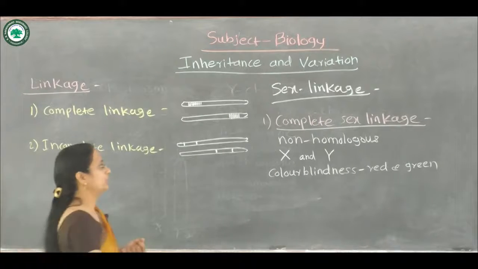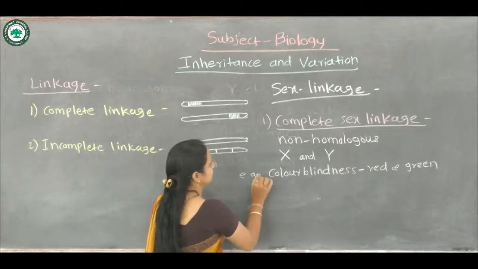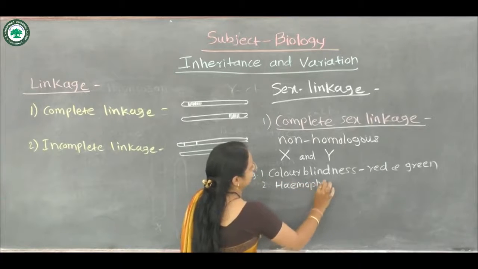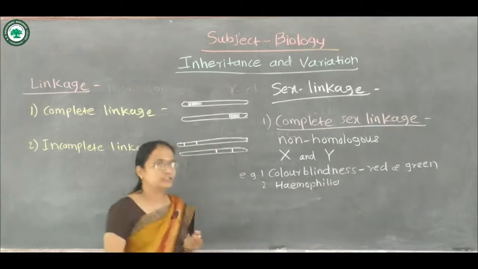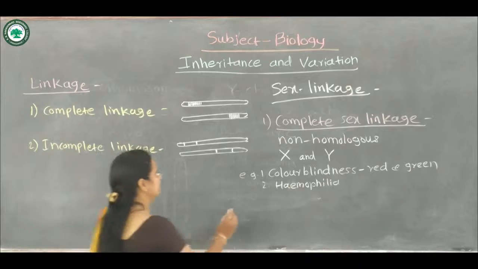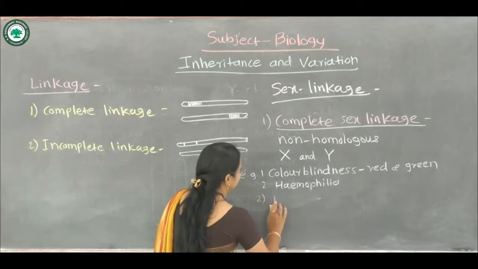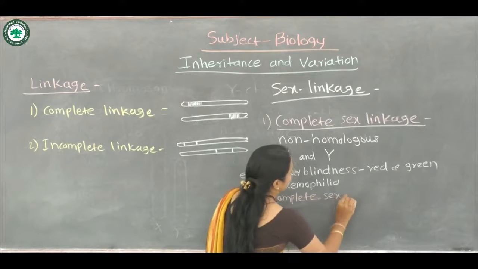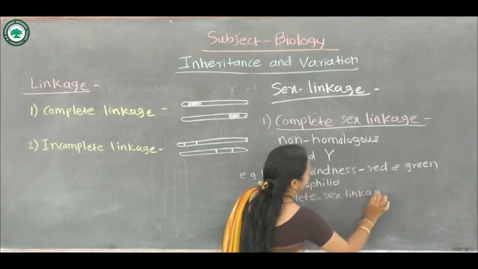Then hemophilia is another example of that. This hemophilia is known as a bleeder's disease. The next type is the incomplete sex linkage. The second type is the incomplete sex linkage.